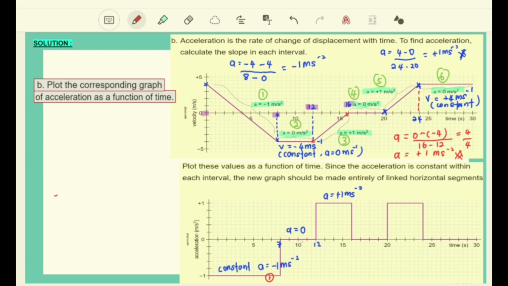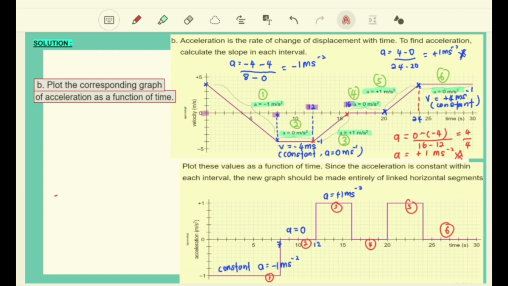Okay, graph 2, graph 3, graph 4, graph 5, and graph 6. Complete. So make sure when you plot a graph A against T from graph V against T, make sure the timeline is a correct timeline. I mean, look at the time, 5 seconds, 7 seconds, read carefully. You cannot do it from 0 to 6 seconds, and then draw the line, when it actually goes up to 7 seconds.